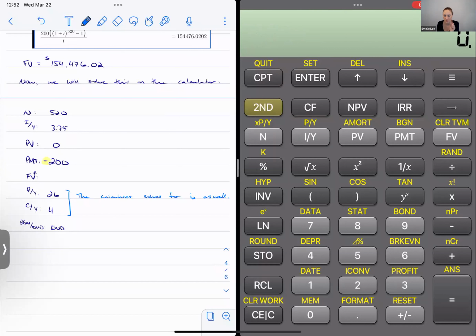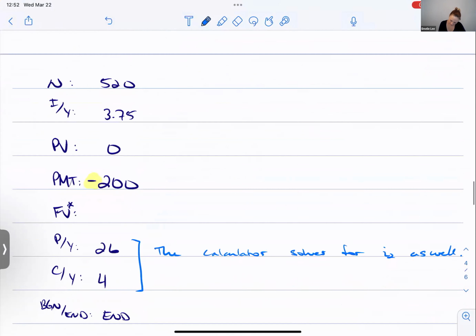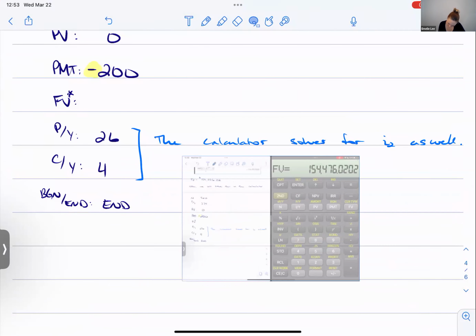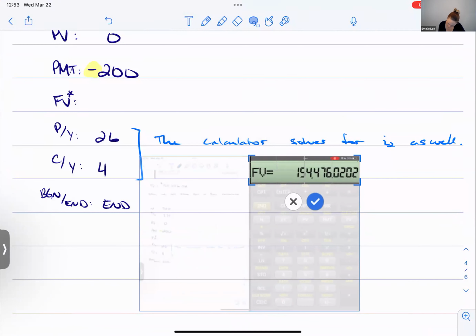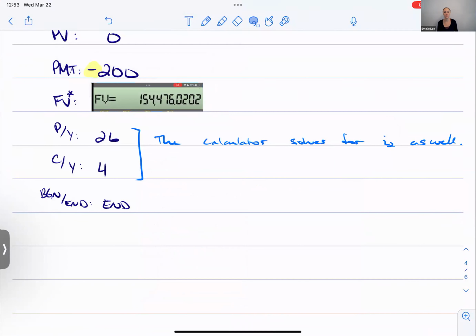Now, compute future value. So now, let's just crop this. There. Which is the same as what we found by hand. So you only have to do one of the ways. Whichever one you choose is fine. But I like the calculator.